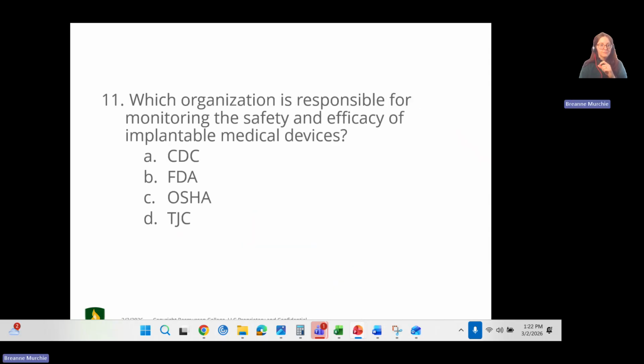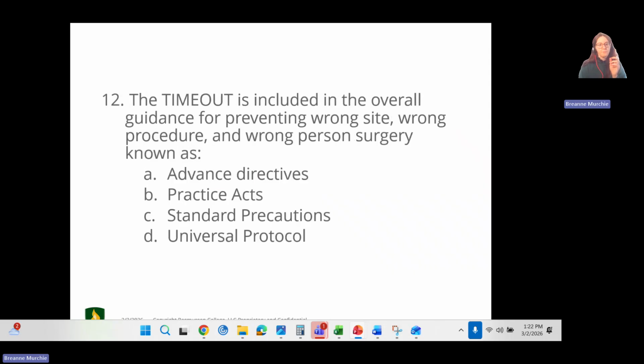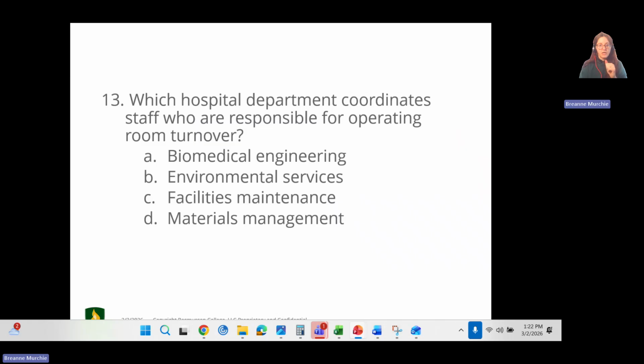Know your dates. Number 11, which organization is responsible for monitoring the safety and efficacy of implantable medical devices? That is the FDA. The Food and Drug Administration. Under drugs, it's a big category of drugs. Medical devices do fall in there. Number 12, the timeout is included in the overall guidance for preventing wrong site, wrong procedure, and wrong person surgery, and that is known as the Universal Protocol. Number 13, which hospital department coordinates staff who are responsible for operating room turnover? That is environmental services.